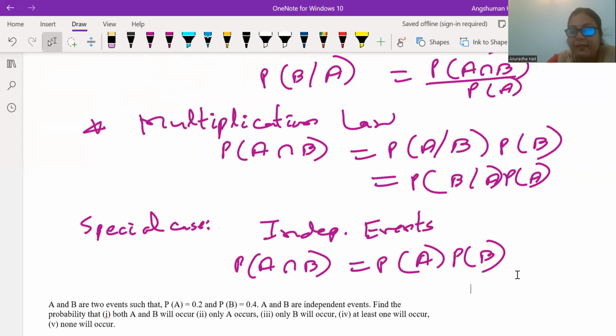Or in other words, we can say at least one of them. That is called addition law. And the formula we have written there: probability of A union B equal to probability of A plus probability of B minus probability of A intersection B.